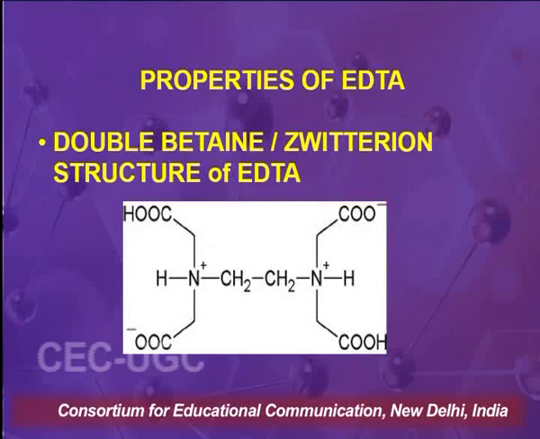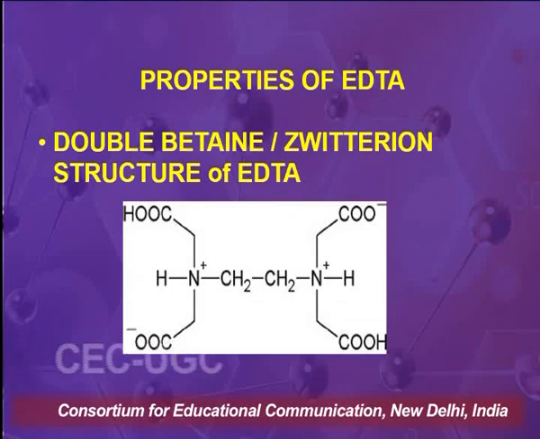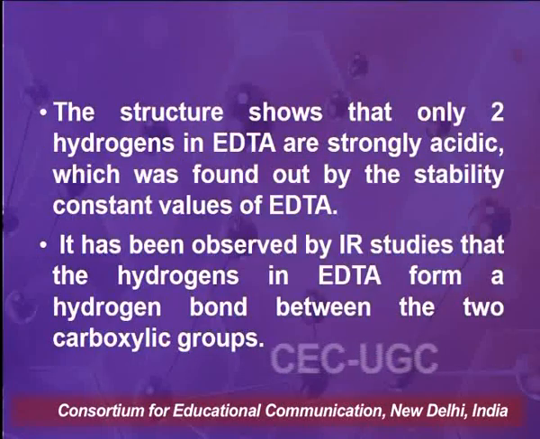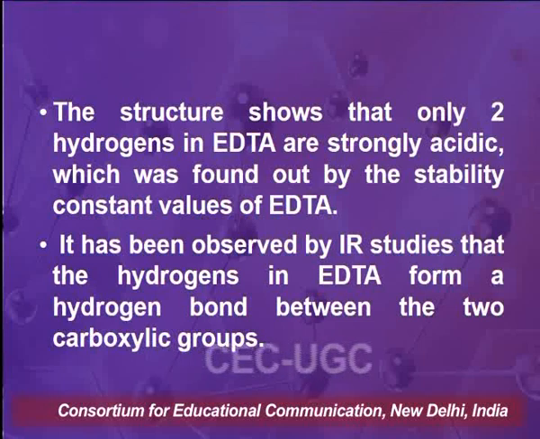This is the double betaine structure, or as we can say, the zwitterion structure of EDTA. Zwitterion means both positive as well as negative charges reside on the same structure. As we can see from the structure, both the nitrogens are carrying positive charges, and negative charges are residing on 2 acetate groups because of the 2 dissociable protons in EDTA. The structure shows that only 2 hydrogens in EDTA are strongly acidic, which was found out by the stability constant values of EDTA.